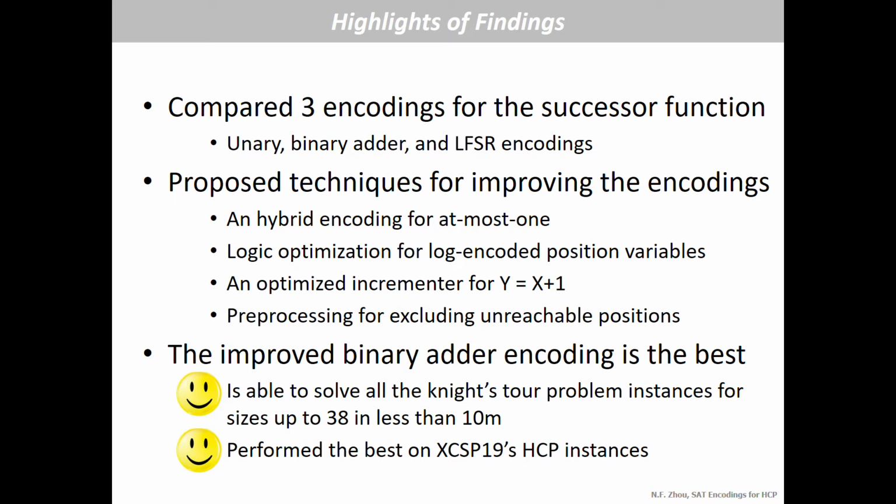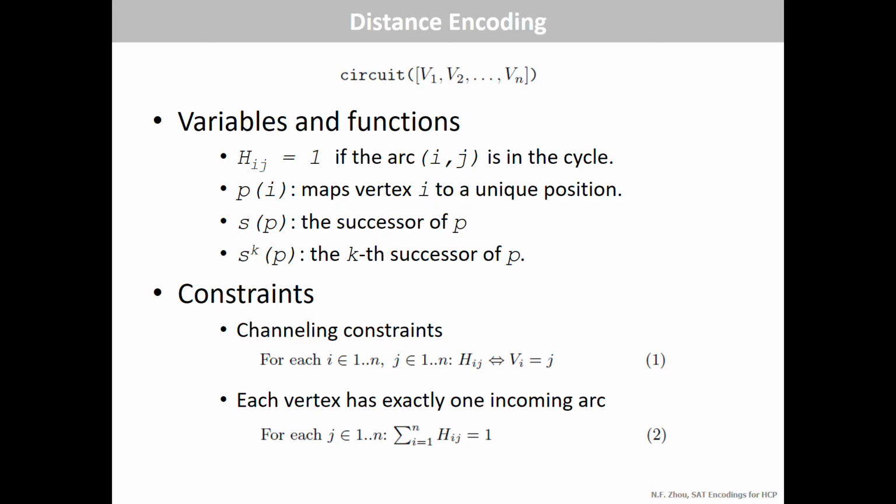So our study finds out that the improved binary encoding is the best. It is able to solve all the Neng-Fa problem instances for some sizes that had been unreachable for SAT solvers, and it also performed the best on the HCP instances used in the XCSP competition. All right, now let me talk about the details of this research.